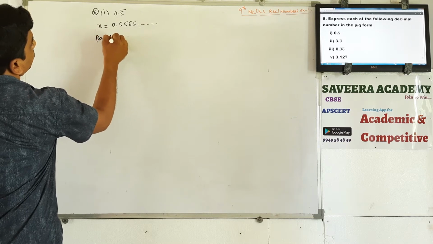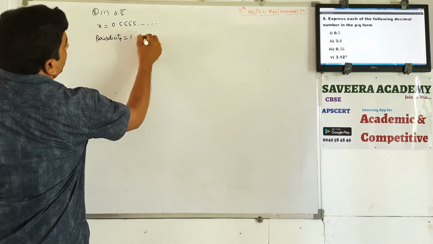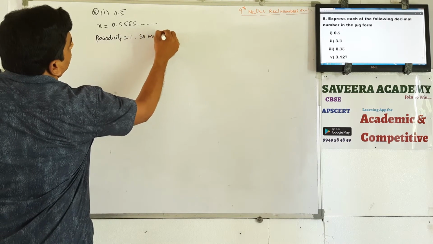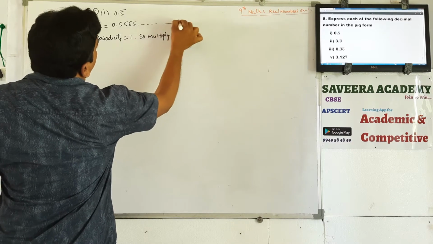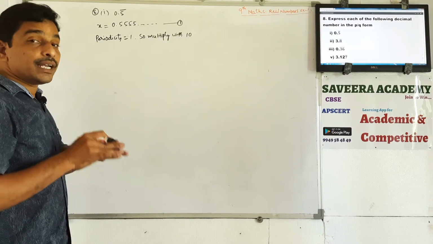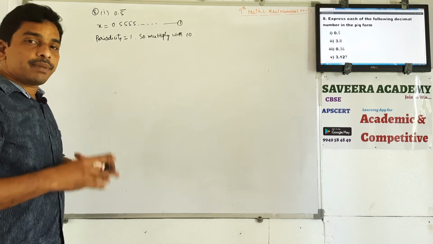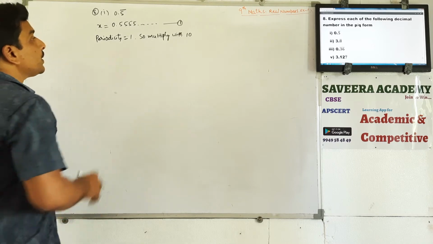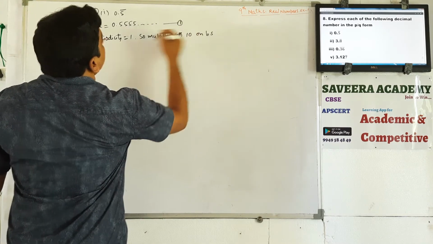Periodicity is equal to 1, so multiply with 10. Suppose periodicity is equal to 2, then multiply with 100. Suppose periodicity is equal to 3, multiply with 1000, like that. So multiply with 10 on both sides.